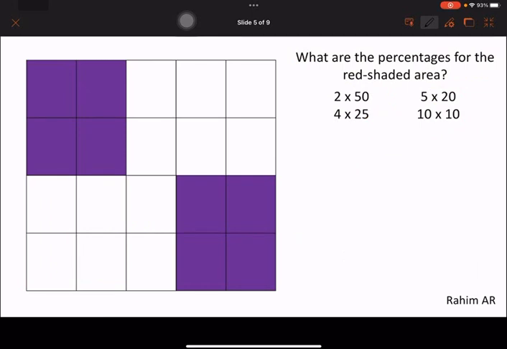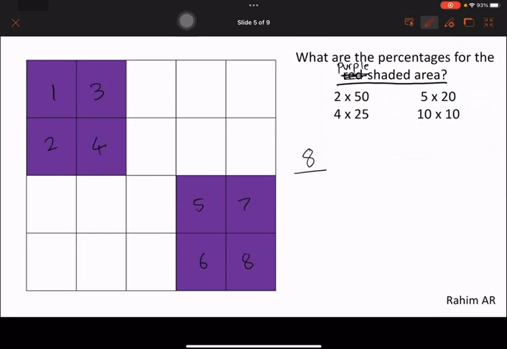Next. Okay, sorry. This is not the red shaded area, it is the purple. So, what is the percentage for the purple shaded area? As usual, we have to write down the fraction first. So, 1, 2, 3, 4, 5, 6, 7, 8. So, the numerator, or the number at the top, is 8.